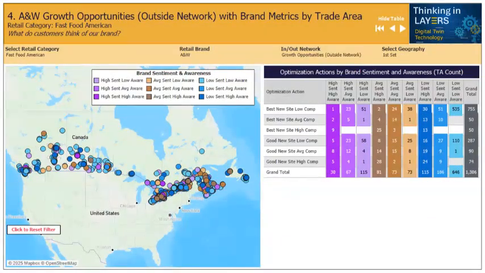Tab 4 pioneers the ability to incorporate online social media brand metrics into the site selection process.